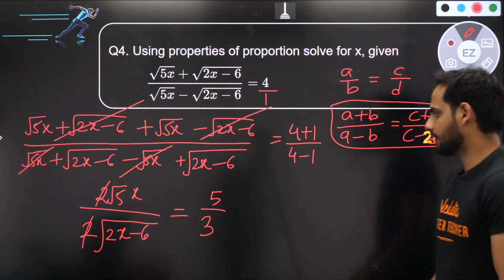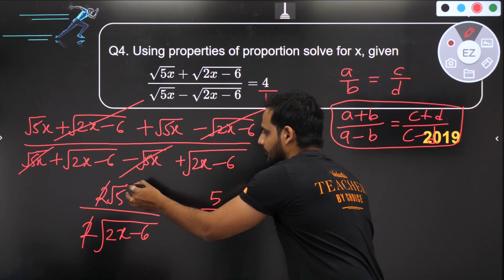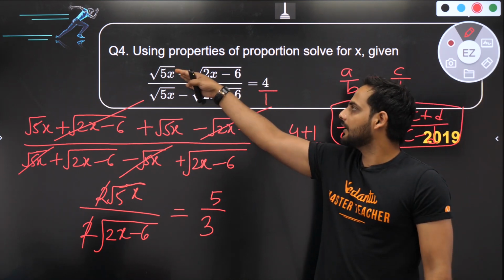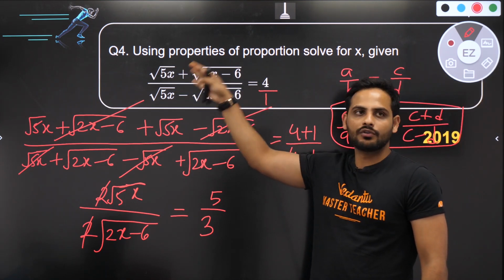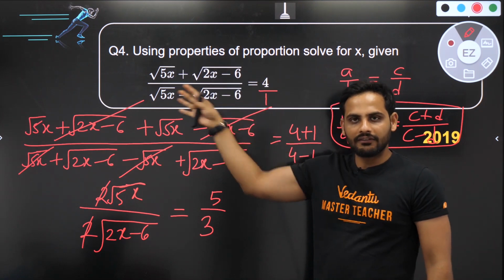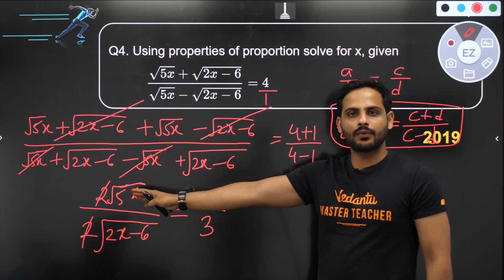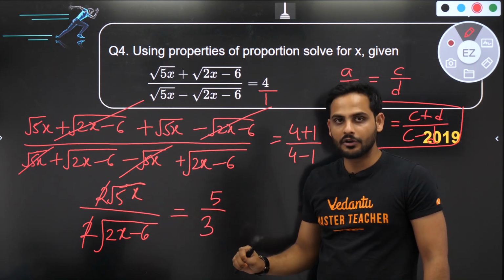Now if you want to solve it further, there is a very good thing. See, in the LHS earlier we had root plus root, root minus root. This we have, by applying the componendo dividendo rule. I have got one square root in the numerator, one square root in the denominator.